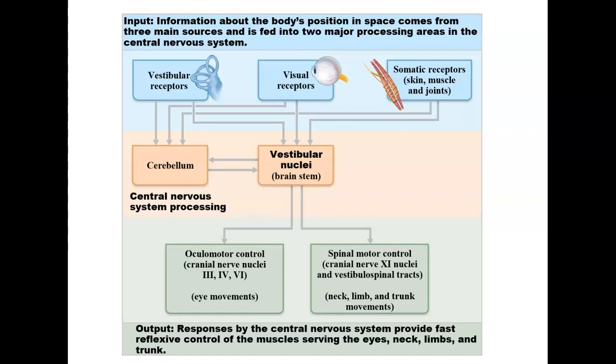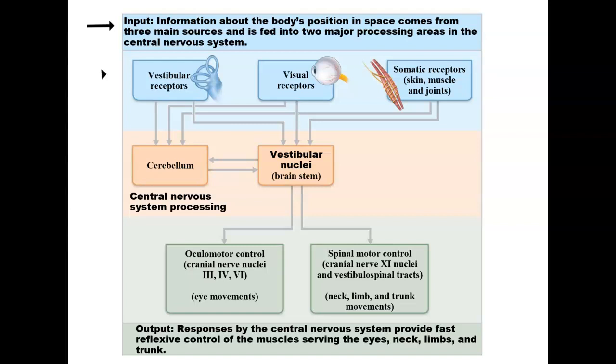And this is a graphic just showing you how the cerebellum is going to take all this information and then send out information to your eyes and to your various muscles of your body to maintain, of course, your body's position when movement is actually occurring. So let's take a look at what this graphic is showing you. Input is information about the body's position in space, which comes from three main sources, and it's fed into two major processing areas in the central nervous system.